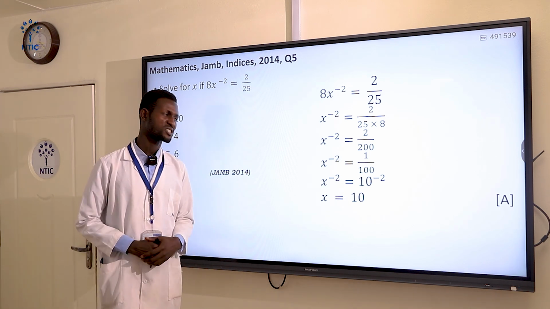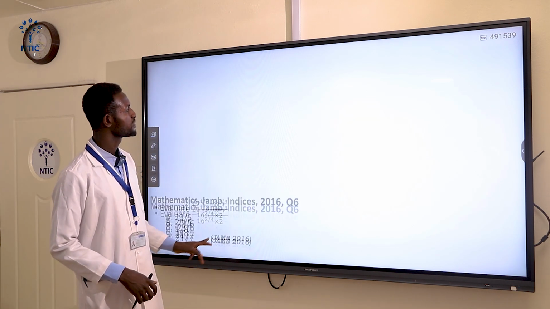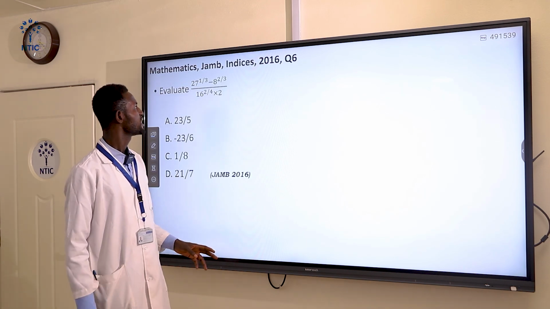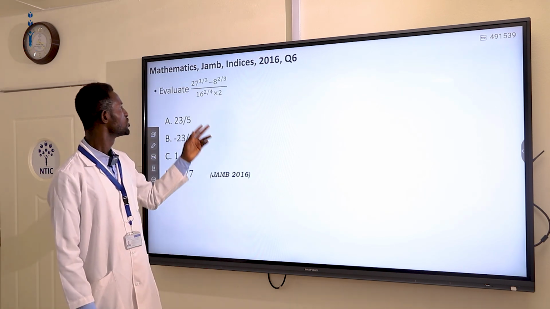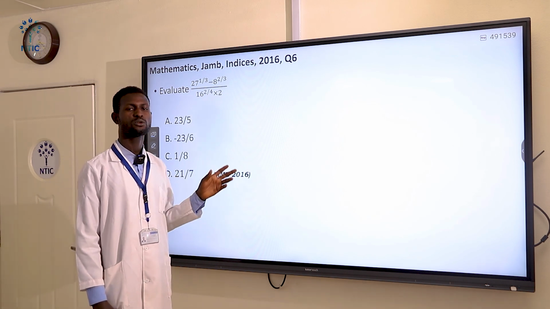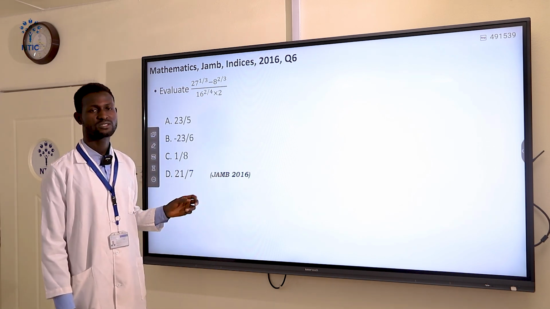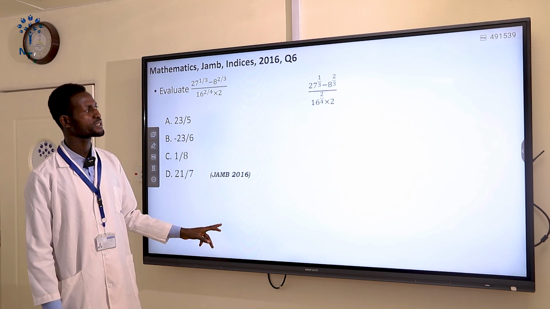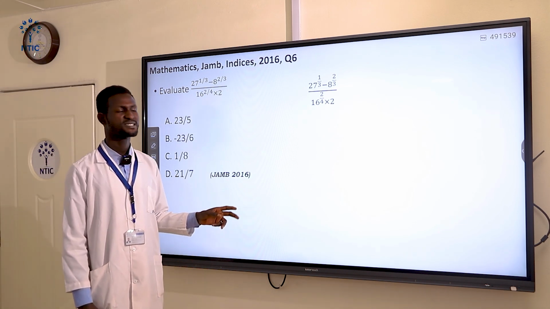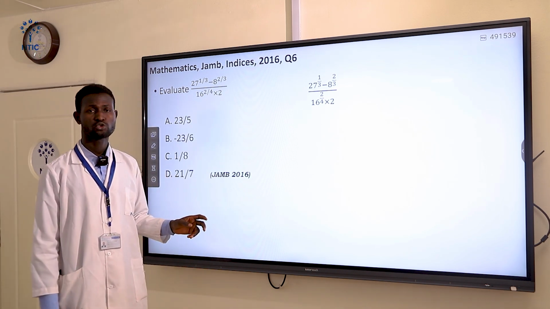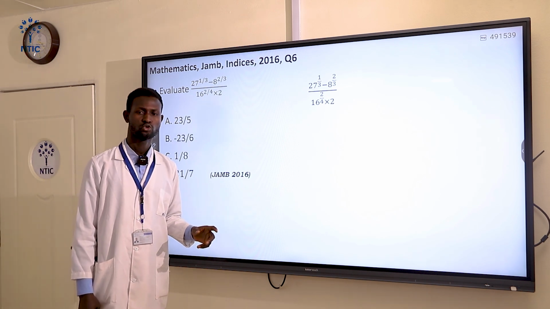Now we move to the next question. The next question says we should evaluate 27 raised to power 1 over 3 minus 8 raised to power 2 over 3 divided by 16 raised to power 2 over 4 times 2.